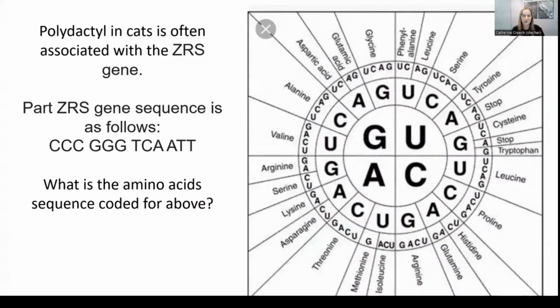Okay, so here's our practice problem. Polydactyly is associated with the ZRS gene. So I've already got a couple pieces of information. Part of the ZRS gene sequence is as follows: CCC, GGG, TCA, ATT. And then the question that we're going to try and answer, which should feel familiar from your quizzes and your homework, is what is the amino acid sequence coded for above?